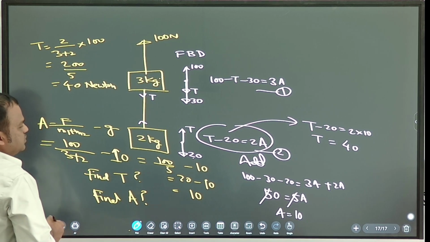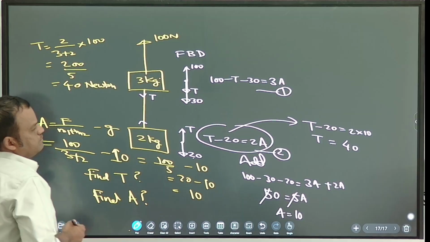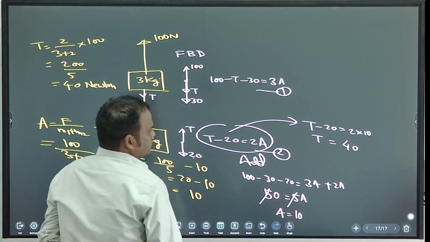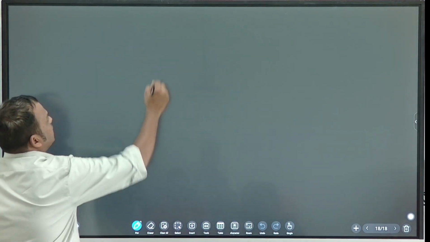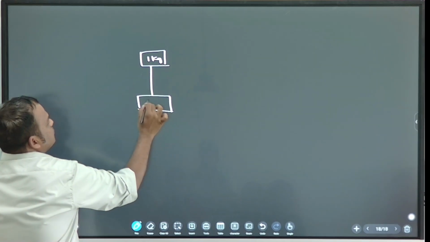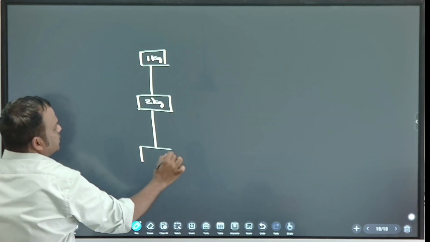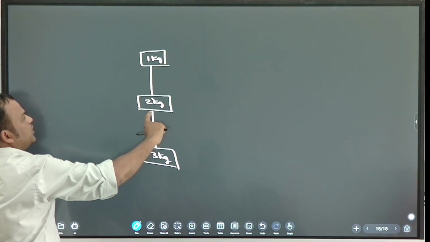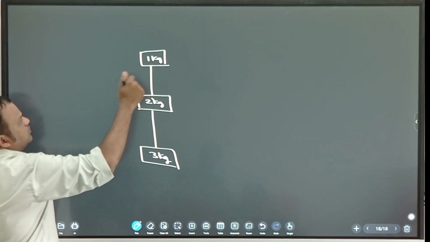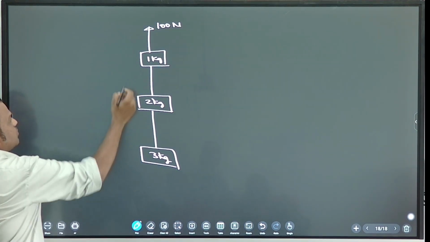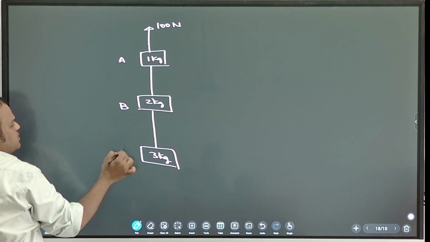Now I will give three blocks. Three blocks are there. A 1 kg block connected by a string to a 2 kg block, again connected by a string to a 3 kg block. How many strings? Two strings and three blocks. And you are exerting 100 Newton on the 1 kg block. Let's call the blocks A, B and C.